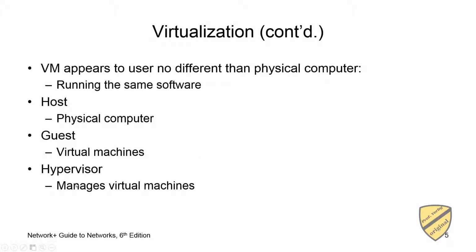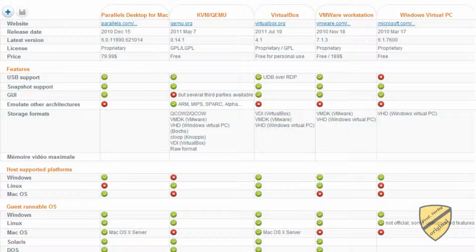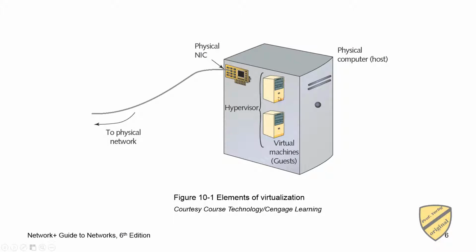The hypervisor, that's our VMware. There's also Virtual PC, and the other popular choice is VirtualBox, and it's free. VMware has some free versions and some paid versions. The version I was just showing you is a paid version. But here's how it works.